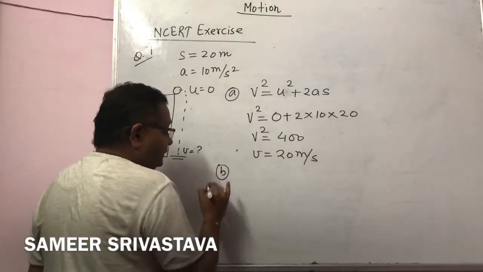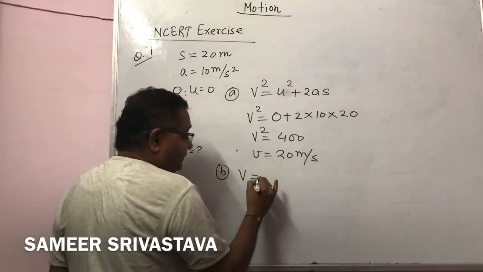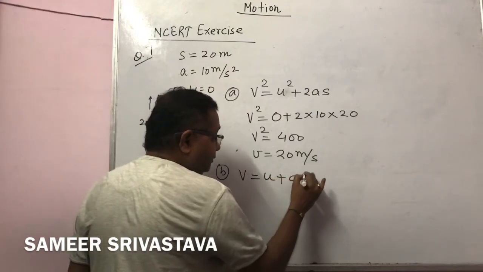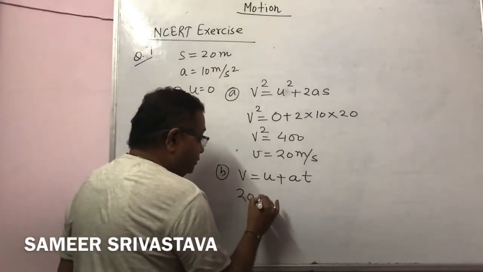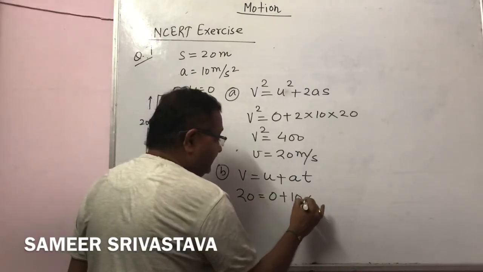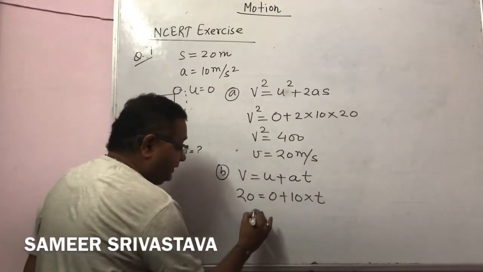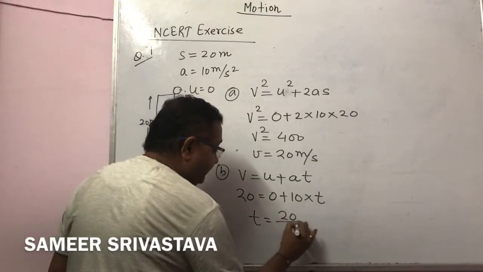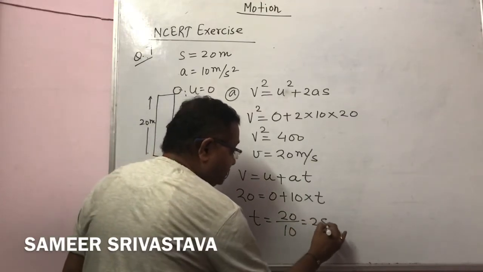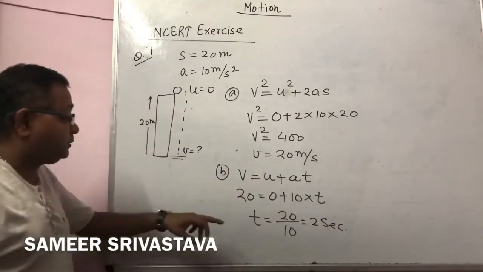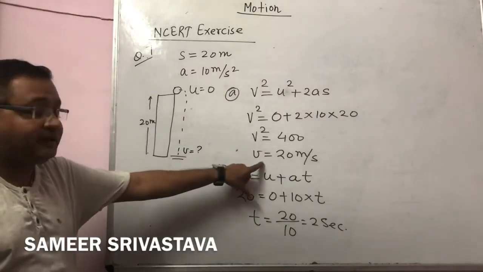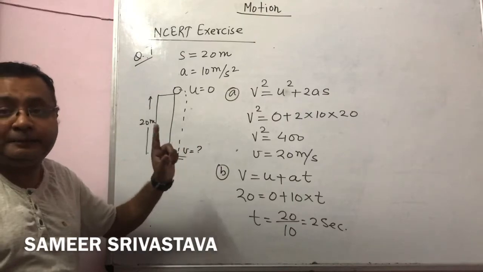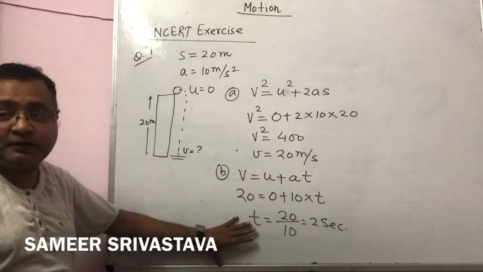Now for the time, we can use another kinematic equation. V is equal to u plus at. V is 20, u is 0, a is 10. We have to find the time t. The t is equal to 20 upon 10, that is 2 seconds. Right? So ball take a time 2 seconds to reach at the ground and with the speed of 20 meter per second. Hope you understand how I solve the question.